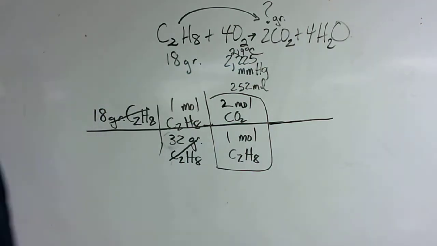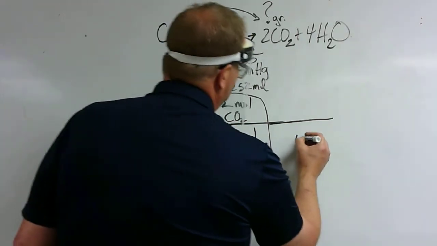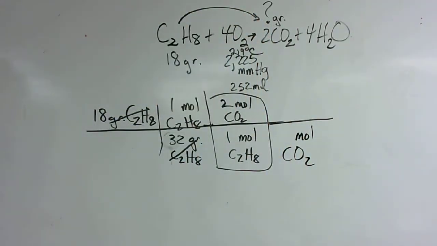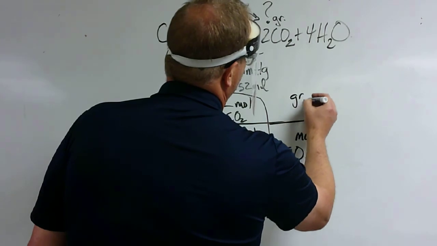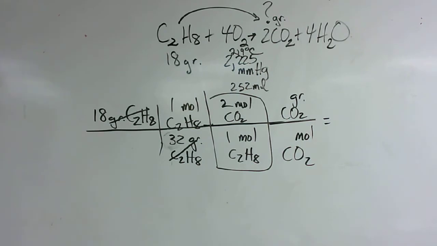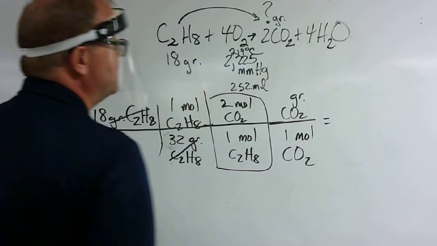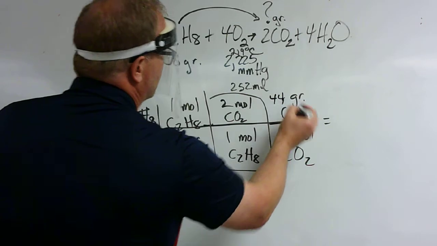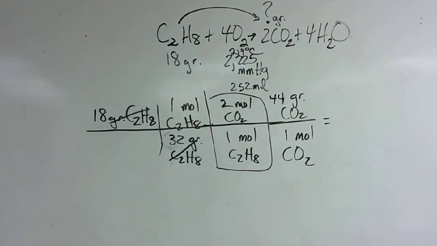Keep going, because I have to go to grams. What's going to go on the bottom on the next step? Mole CO2. And now I can do grams of CO2, right? Again, shortest amount of steps to get where you're going. Which one's the big one between the two? Mole. And then the mass of this is 44 grams. Okay? 12 plus 32.